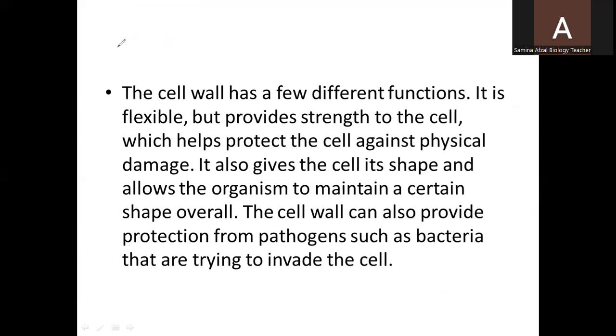Plant cells can maintain their shape because of this cell wall, whereas in animals it is not present, so animal cells can change their shape. They have different shapes. The cell wall can also provide protection from pathogens such as bacteria that are trying to invade the cell. So it also protects the cells from different microorganisms, or pathogens. Pathogens are the disease causing agents.